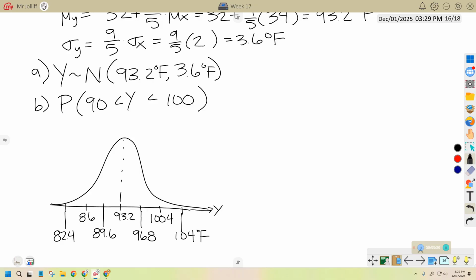I'm going to mark the area of interest. I'm going to shade it in. I want to indicate the area under the curve that matches the probability I'm finding. So, lower bound is 90. 90 is a little bit bigger than 89.6. Right here. 100 is a little bit less than 100.4. Right here. So I'm looking for that area shaded in right there.